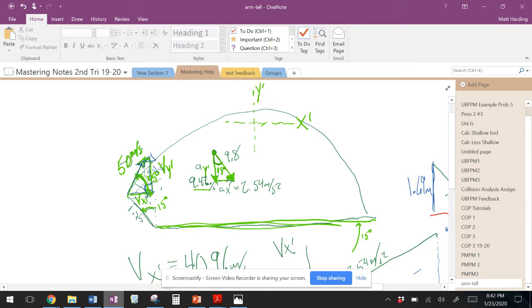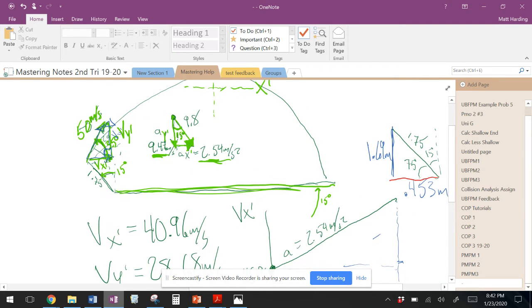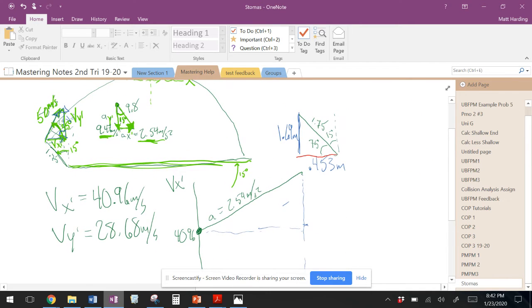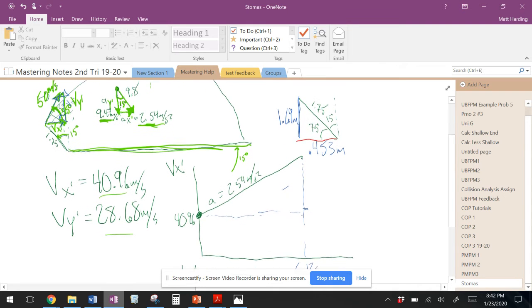But now this is where it gets funky. Now there's a horizontal component of acceleration, AX prime, 2.54 meters per second squared. So now instead of having one problem that's CVPM and one problem that's CAPM, both the horizontal and the vertical are going to have some acceleration happening.